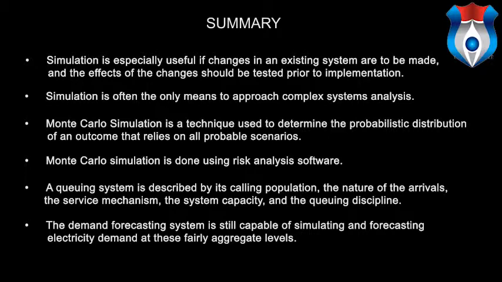A queuing system is described by its calling population, the nature of the arrivals, the service mechanism, the system capacity, and the queuing discipline. The demand forecasting system is still capable of simulating and forecasting electricity demand at these fairly aggregate levels.